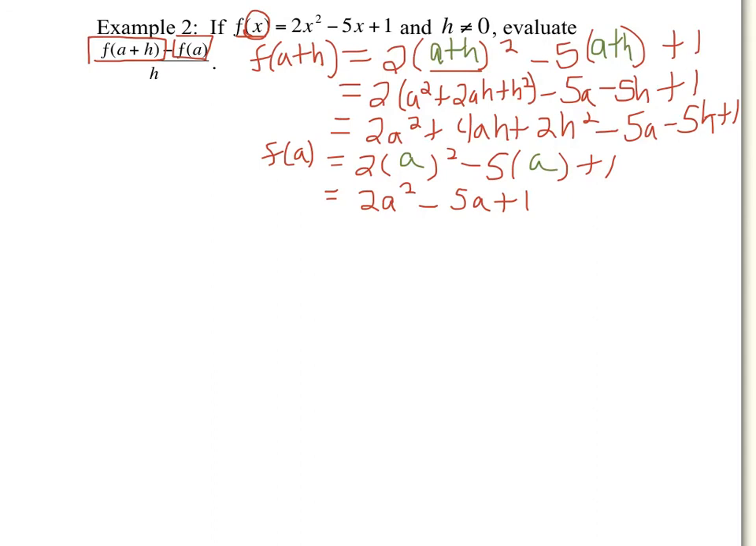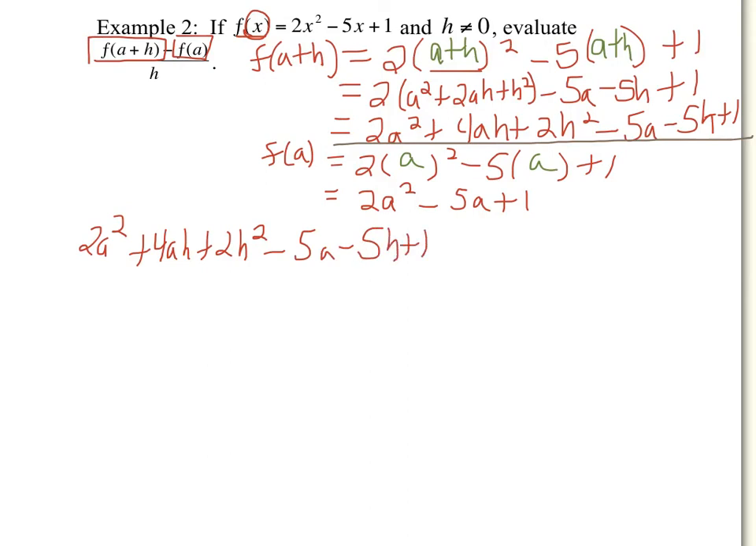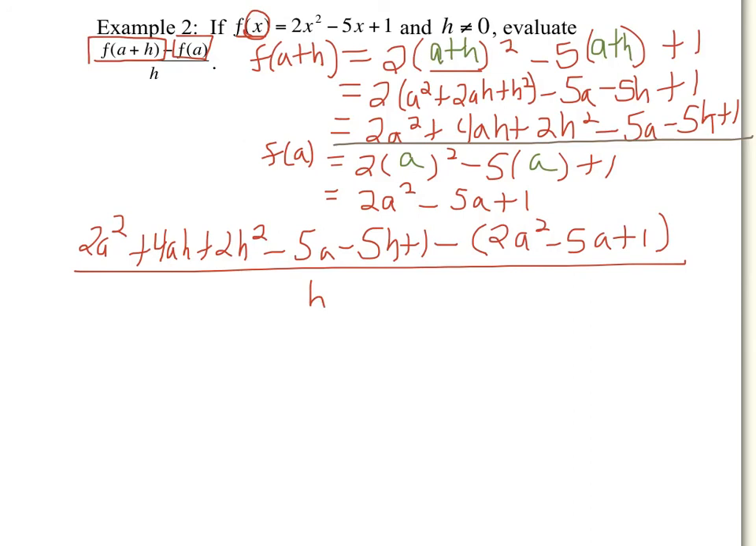So f of a plus h is our first term. Well, here's our f of a plus h right here. So I'm going to bring that down here, and it's going to be 2a squared plus 4ah plus 2h squared minus 5a minus 5h plus 1. So that's just f of a plus h. Now I'm going to subtract from that f of a. So I have 2a squared minus 5a plus 1. And I'm going to put that all over h. And again, that's a common thing that we forget to do. So don't forget to do that.